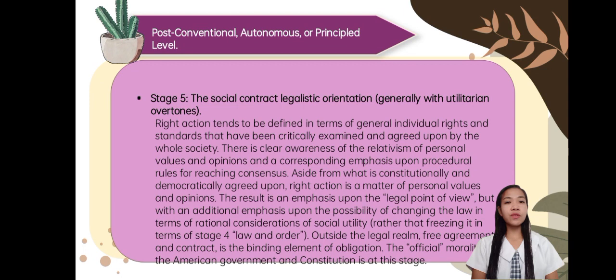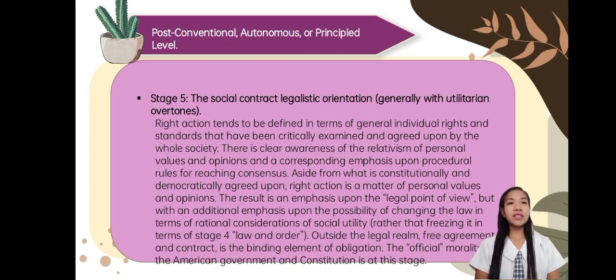And now let's go to the last level, which is the post-conventional level, or autonomous or principled level. In this level, the individual makes a clear effort to define moral values and principles that have validity and application apart from the authority of the groups of persons holding them and apart from the individual's own identification with the group. So, at this level, people develop an understanding of abstract principles of morality. This level has two stages.